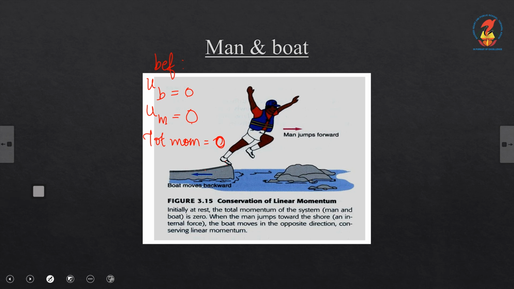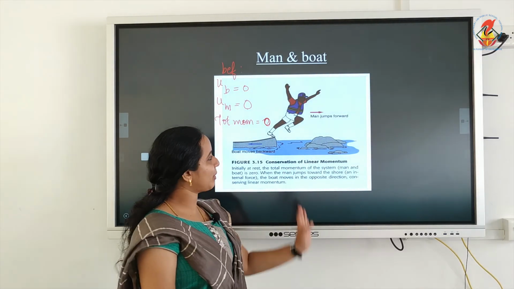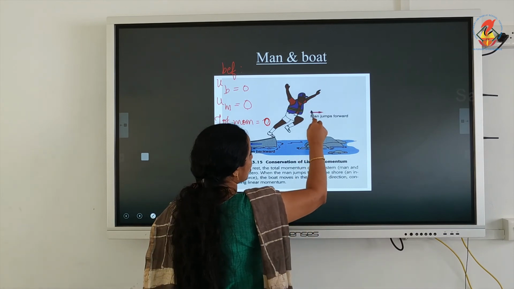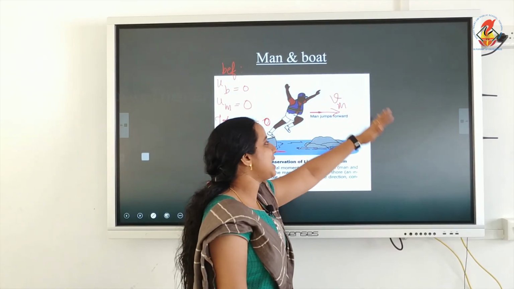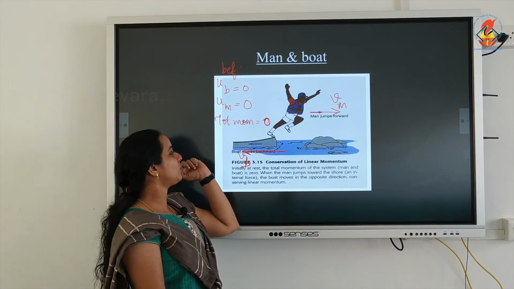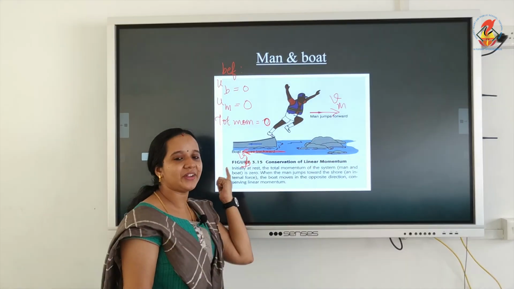Now let us see the case after jumping. When the man jumps, he is moving forward. He has a velocity in the forward direction. When he jumps in the forward direction, according to Newton's third law, the boat will move in the backward direction. So the boat will attain a velocity Vb in the backward direction. This is according to Newton's third law. When man jumps forward, the boat will move backward.